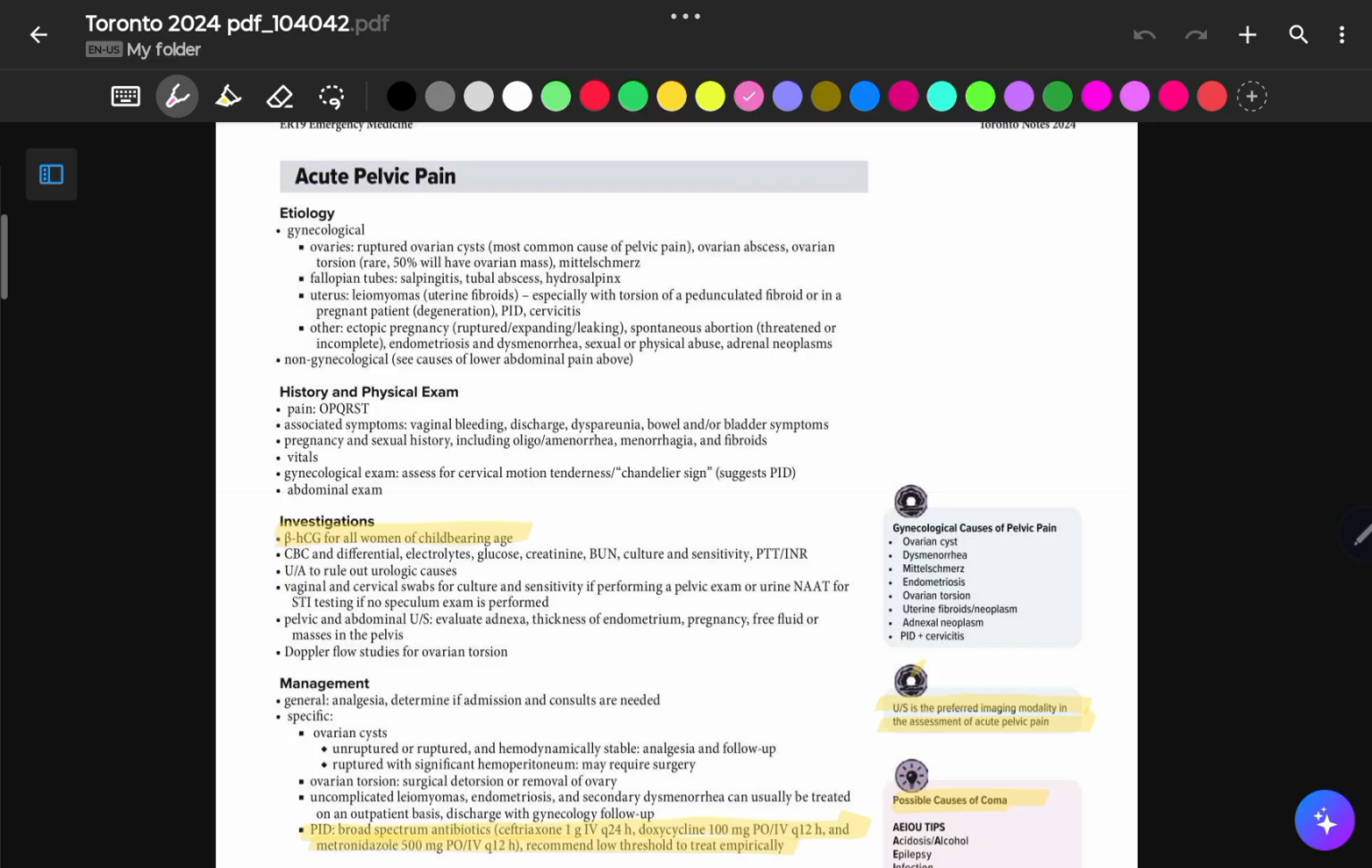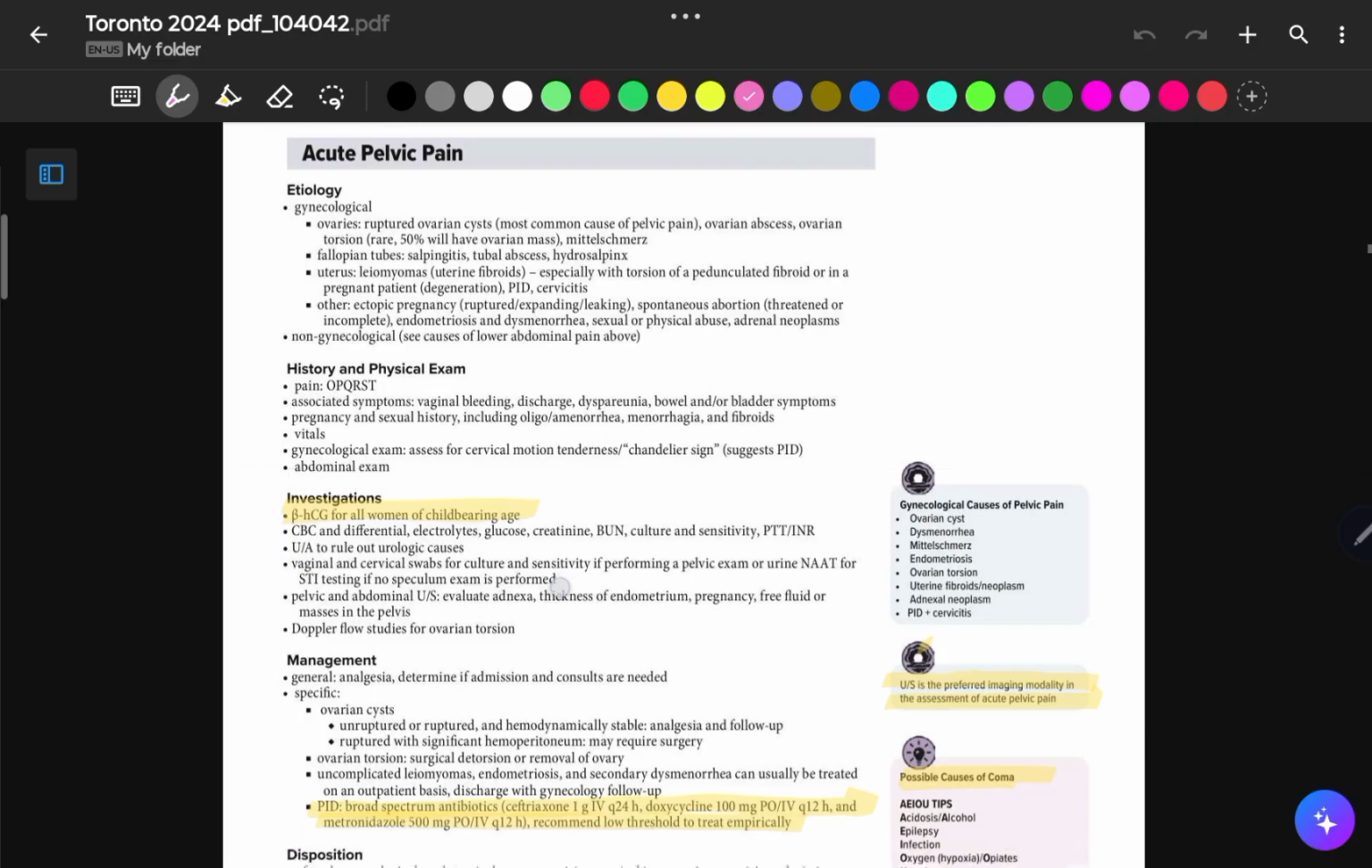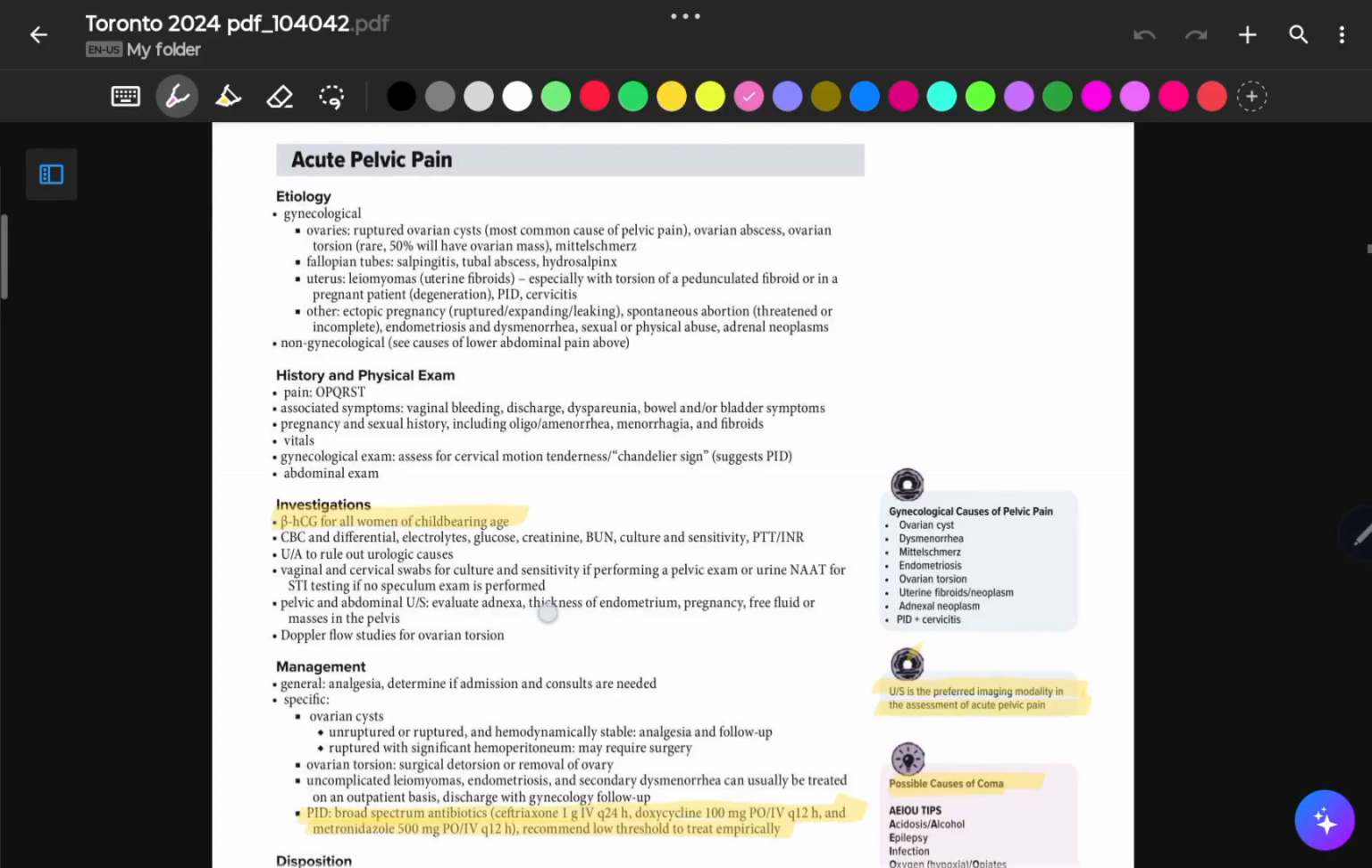Ovarian torsion sometimes. It could be a tubal abscess. It could be a uterine fibroid, where a pedunculated fibroid has twisted around itself, causing a torsion. It could be ectopic pregnancy, spontaneous abortion, or certain abortion. It could be endometriosis. It could be dysmenorrhea. So all of that can be causes of acute pelvic pain.